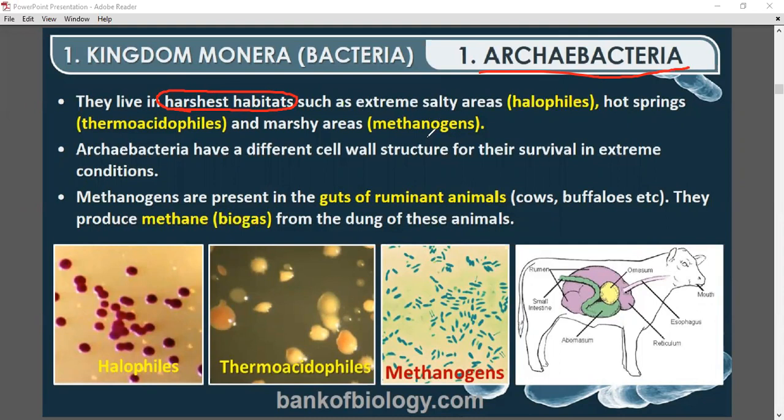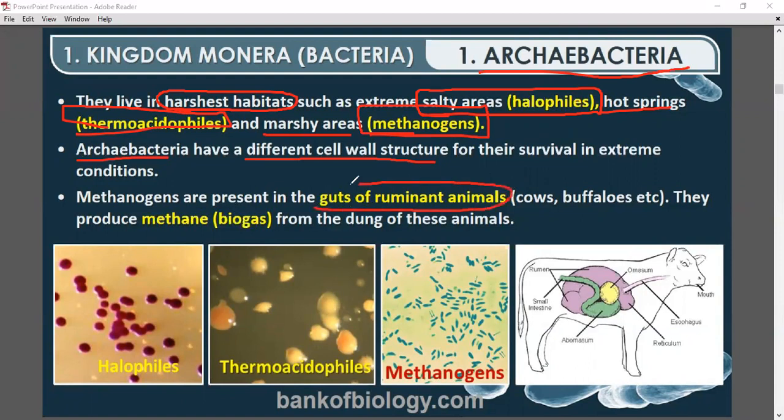They live in extreme harsh conditions, such as salty areas, which are halophiles, as I've already discussed. Hot springs, thermoacidophiles. Marshy areas or the gut of ruminant animals, cud-chewing animals such as cow, buffalo, goat, deer, etc. They are methanogens. Archaebacteria have a different cell wall structure for their survival in harsh conditions. Methanogens are found in the gut of ruminant animals such as cow, buffalo, etc. They produce methane or biogas from the dung of these animals. That is why the main component of biogas is methane, right?